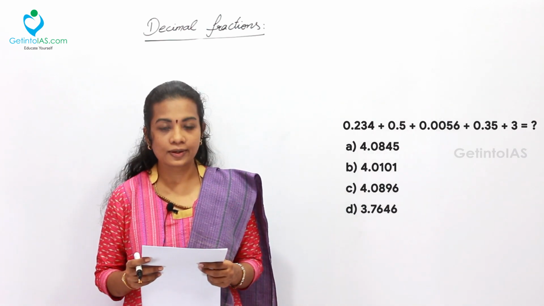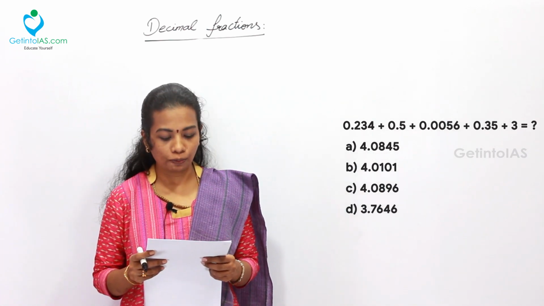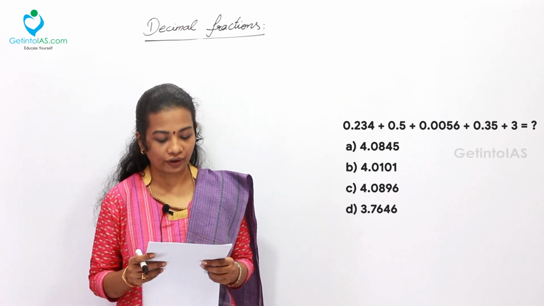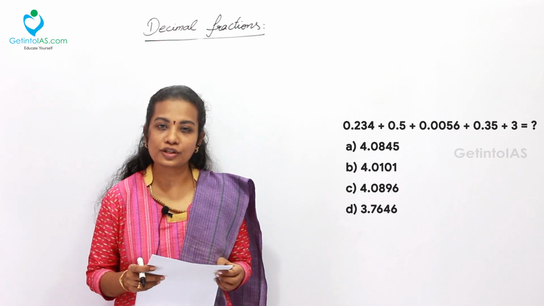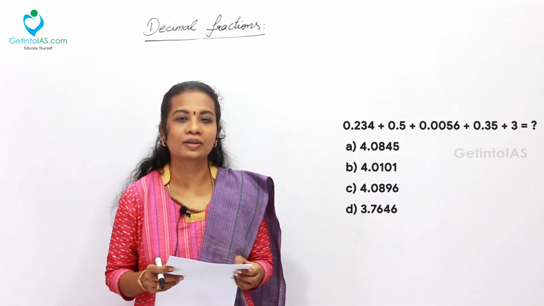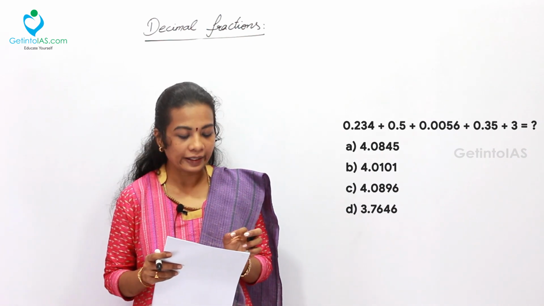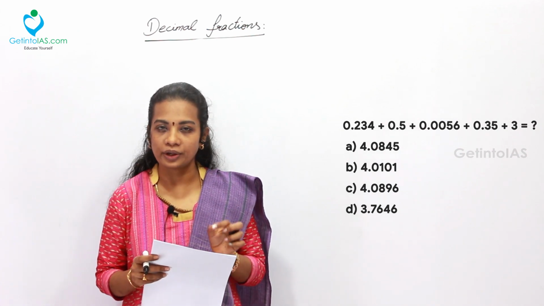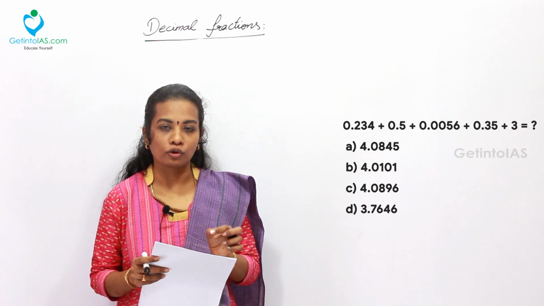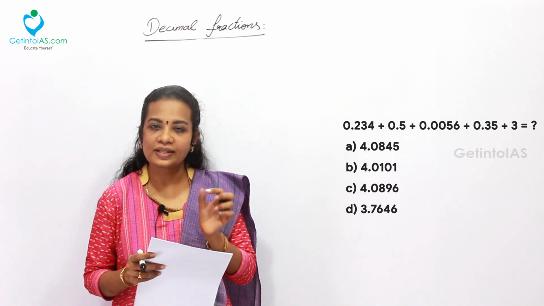The first question is 0.234 plus 0.5 plus 0.0056 plus 0.35 plus 3 is equal to what? Always read the numbers after the decimal point separately. You should not read it as zero point two hundred thirty-four. You want to read it 0.234, reading after the decimal separately.